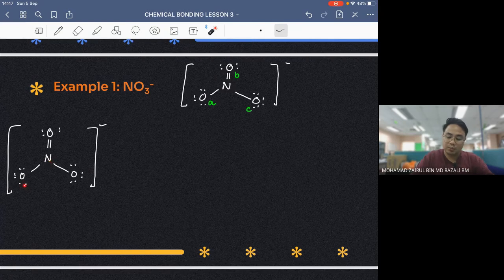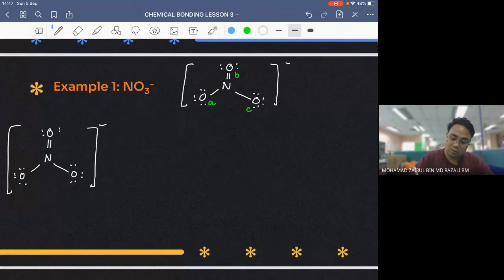Saya boleh juga lukis double bond tu dekat sini. Ataupun saya boleh pindahkan juga double bond tu pergi ke nitrogen C. Macam tu je lah cara ni kita nak lukis resonance structure. So mula-mula double bond tu antara nitrogen and oxygen B. So the second structure, saya tukarkan pula double bond tu between nitrogen and oxygen A.